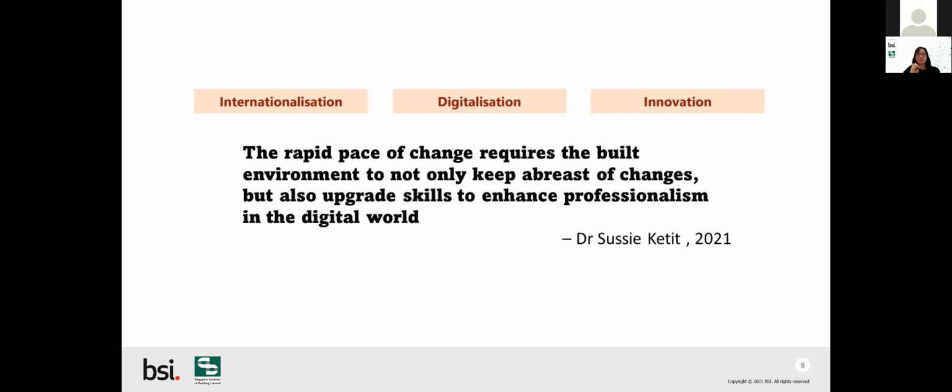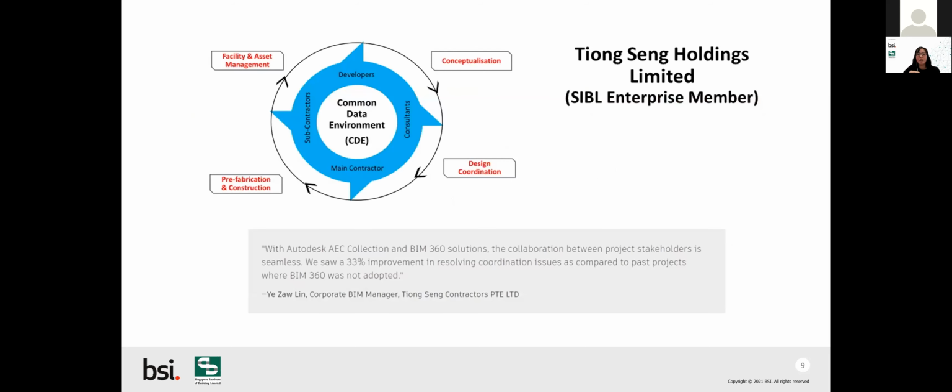If you see the Construction Industry Transformation Map, the ITM here, provided by Singapore's Building and Construction Authority, BCA in short, it has outlined the need to build a tech-leveraging built environment workforce for a smart nation. Here we see the importance of three keywords: internationalization, digitalization, and innovation. That's what we in SIBL are promoting a lot.